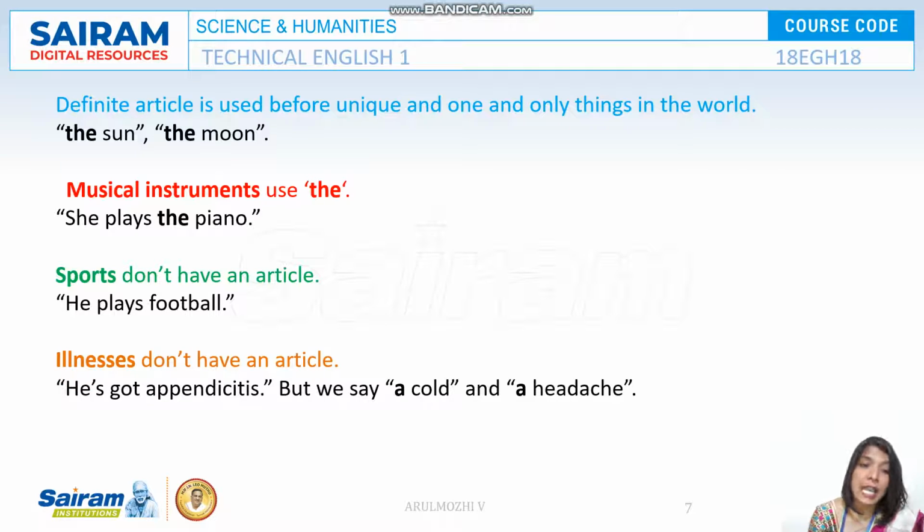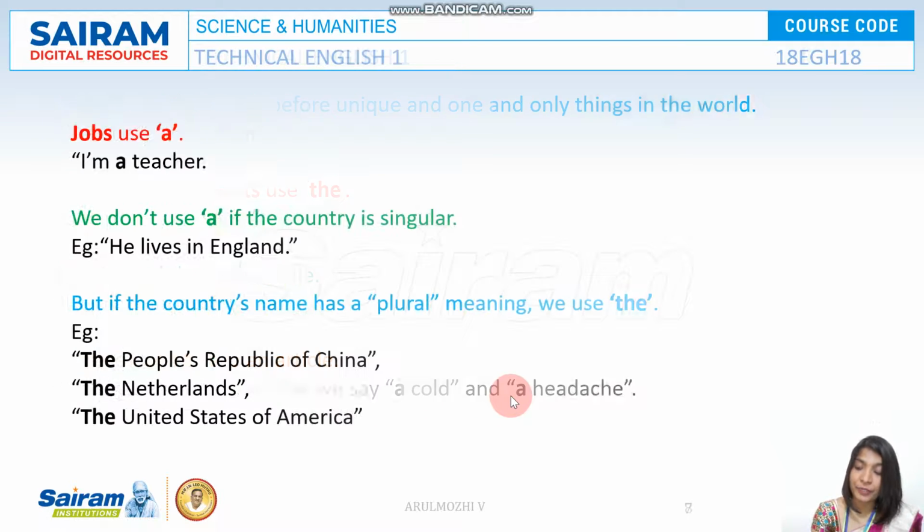Before illnesses, we don't use an article. He has got appendix. It is not "he has got an appendix." He has got a hot dog? That's wrong. He has got appendix. But we have some usage like this: he has got a severe cold. He has got headache.